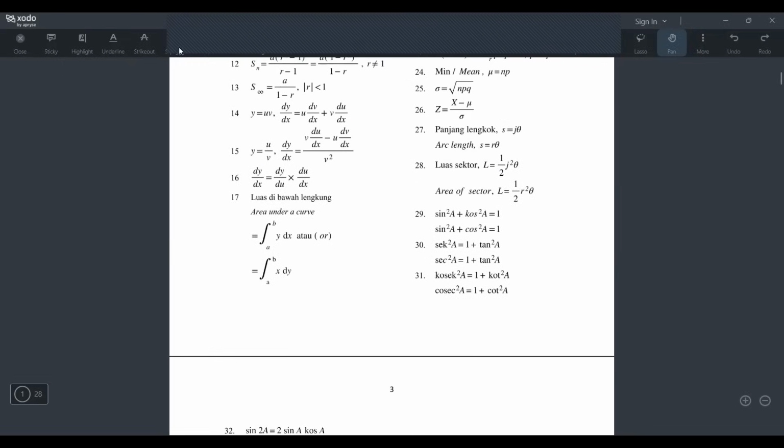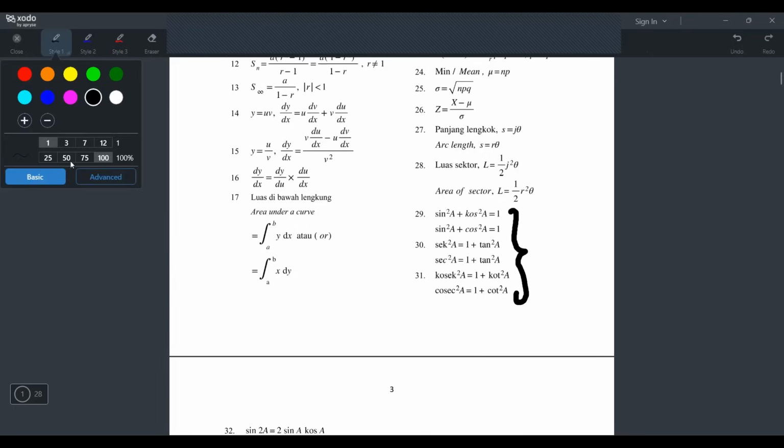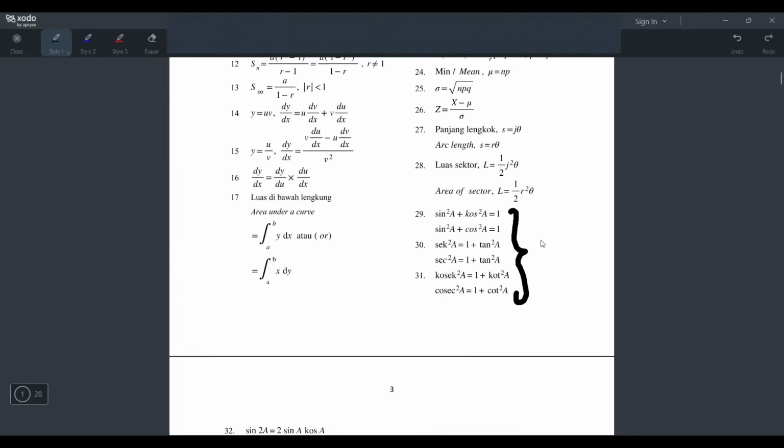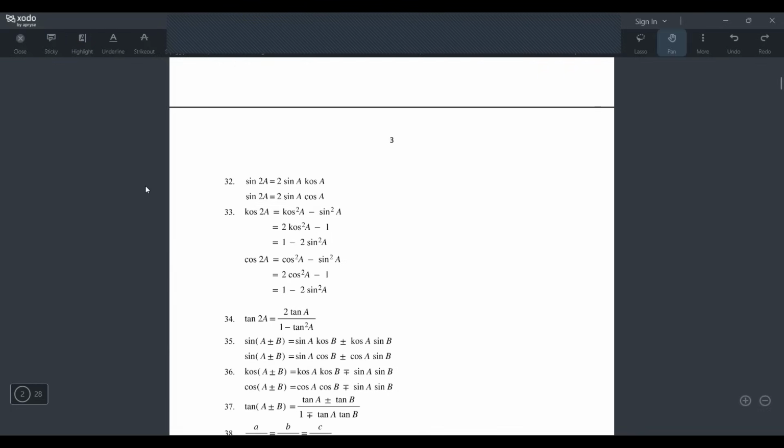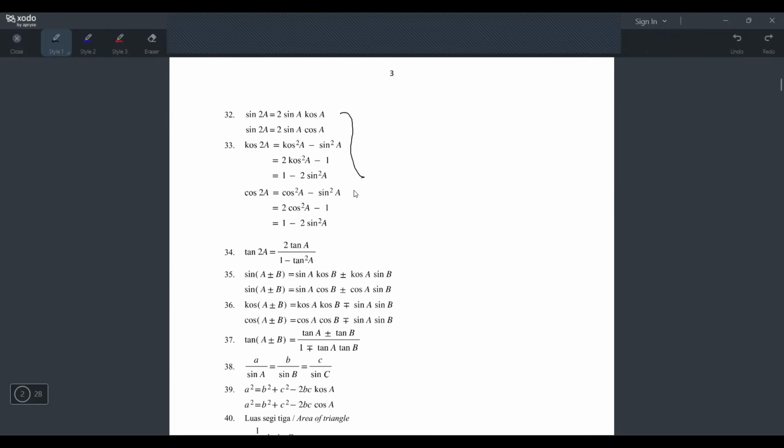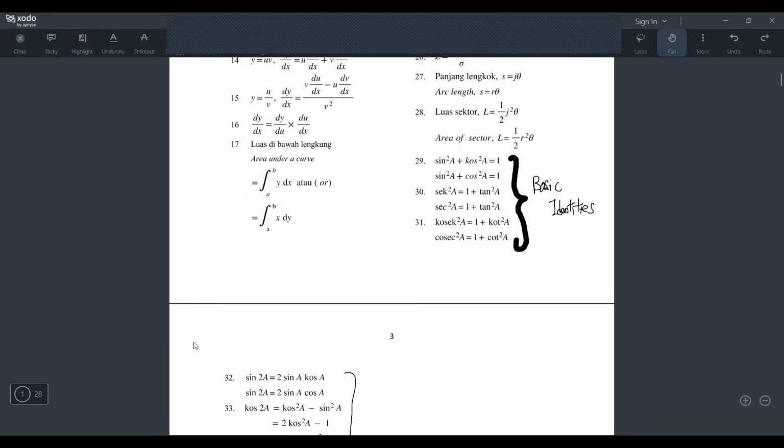So skip all this. I want you to focus on these three. These three are called the basic identities, right? And then the next three are these ones: sine 2a, cos 2a, tangent 2a, including this one down here. These are called double angle because all the angles are times 2, right? And then the rest here, 35, 36, 37, all have plus minus, plus minus. This one we call the addition angle formula. So we have the double angle formula, addition angle formula, and the basic identities formula, right?